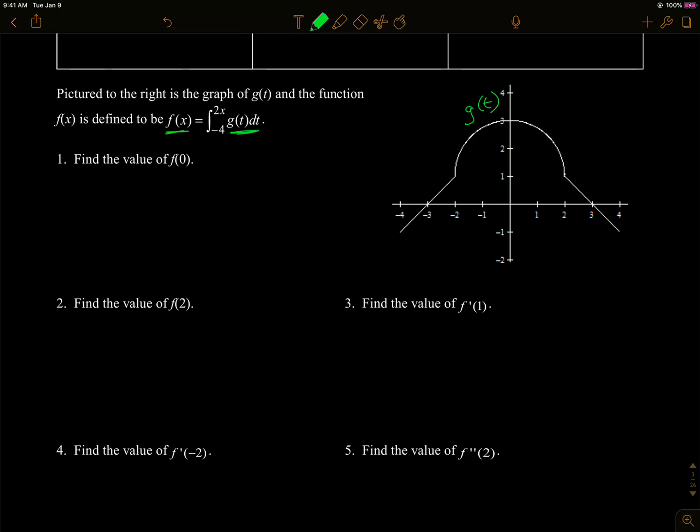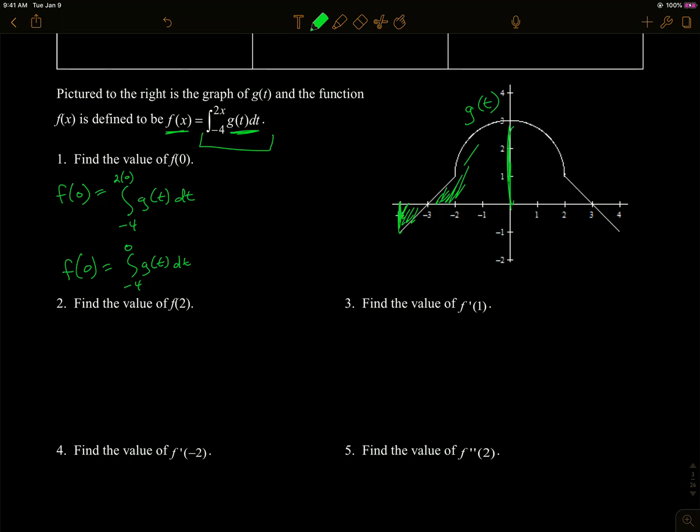F, though, is defined as this entire function. So find the value of f of 0. So f of 0 means it's the integral from -4 to 2 times 0 of g of t dt. All right, so what we're really doing is we're integrating. Since we have a graph of g of t and not the equation, we've got to use the graph. We're going to integrate from -4 to 0.